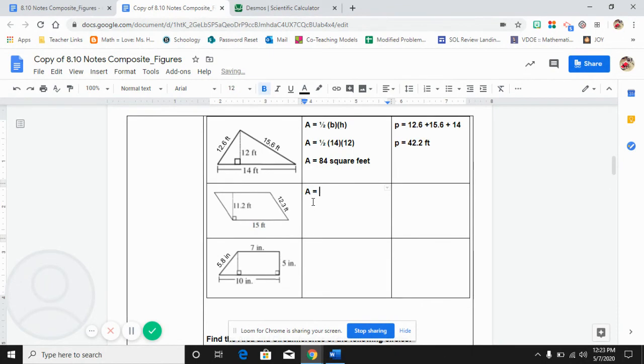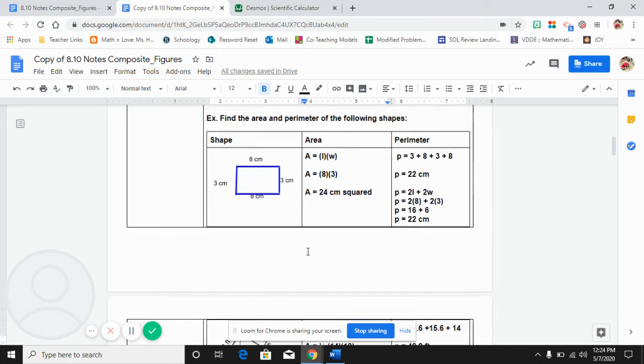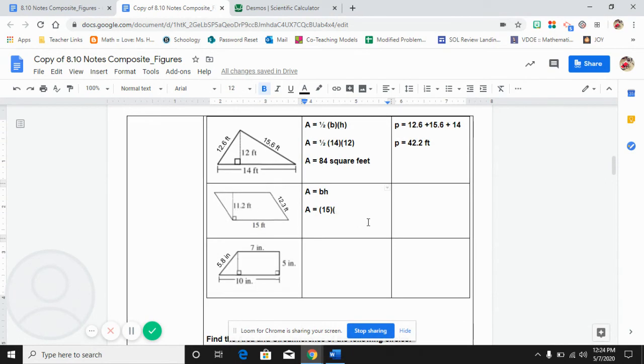So if the area is base times height, we can say that our base is 15. And our height, well, I've either got to choose 11.2 or 12.3. Which of these is our height? If you're not sure, take a look at the picture again and see where you see h. Height is not necessarily the side length, it's the perpendicular height of the figure. So the distance between one base to the opposite side. So you're looking for that little perpendicular right angle mark. So the measurement that we're going to use is 11.2.